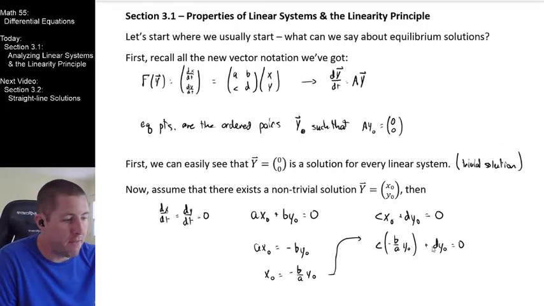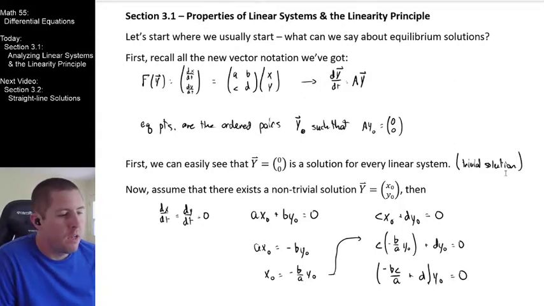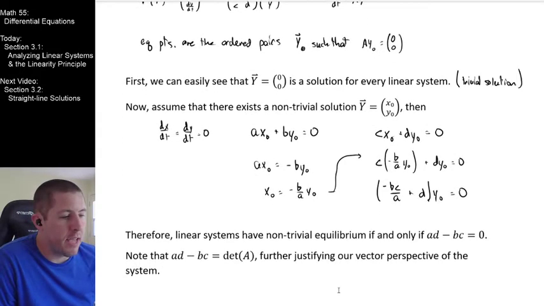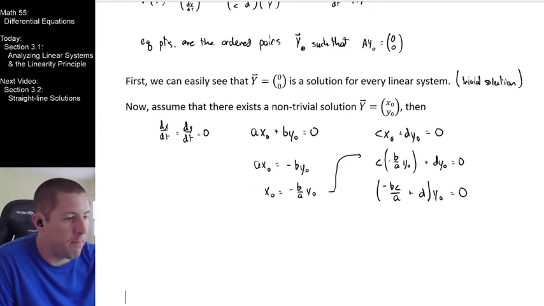I've just got two groupings of y0 right here, so it seems I should be able to factor some stuff out. I'm seeing that I get negative bc over a plus d is how much y0 I've got right here. So what I'm going to do is take a look at the zero product property for this.